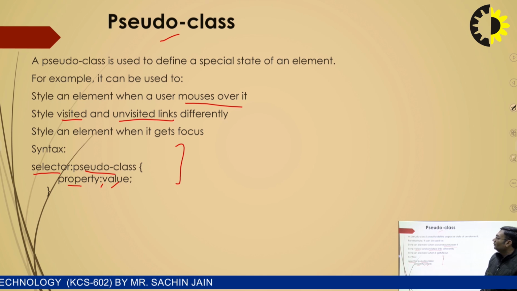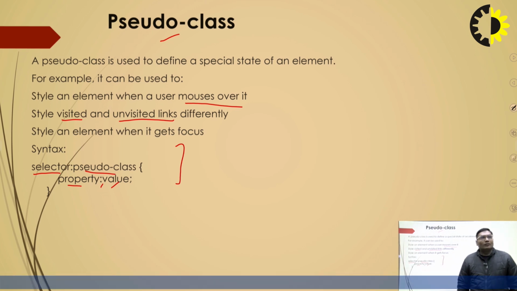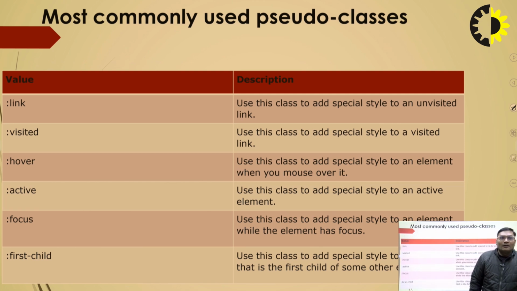So the objective of pseudo class is to define the special state of an element. The element is the same, but the state is different. So that's called pseudo class. So selector, colon, pseudo class name, then curly braces open, property, colon, value, then semicolon, then curly braces close. So this is the syntax of pseudo class. Let's see an example. First, let's see the common types of pseudo classes.